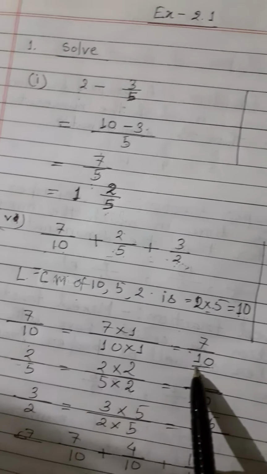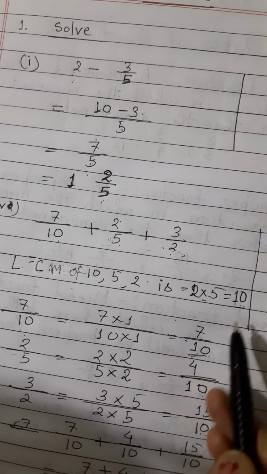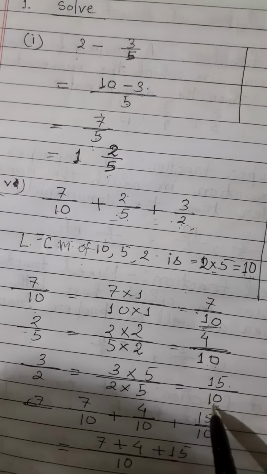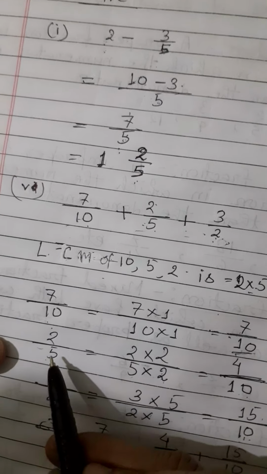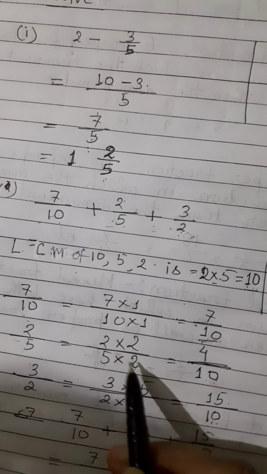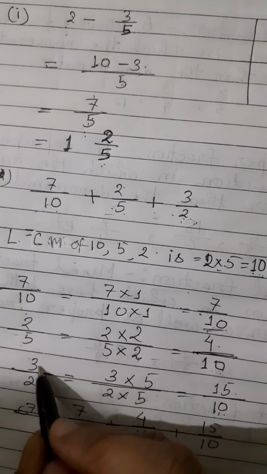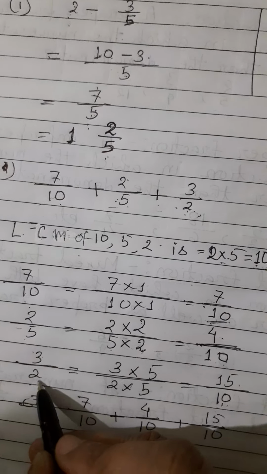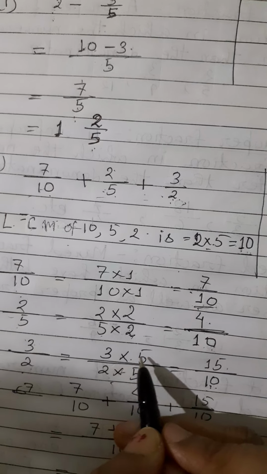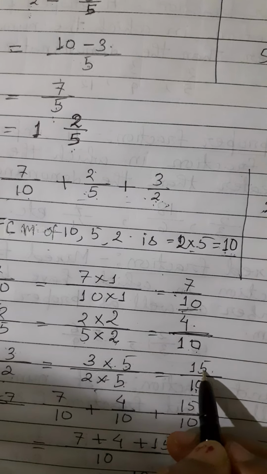7 by 10 stays 7 by 10. LCM is 10, therefore all denominators become 10. 2 by 5: if we multiply 5 with 2, we get 10. 2 is multiplied here, therefore we multiply 2 here also. 2 2s are 4. 3 by 2: 2 into 5, 10. We multiplied by 5, therefore we multiply by 5 with the numerator also. Then we get 5 into 3 equal to 15.